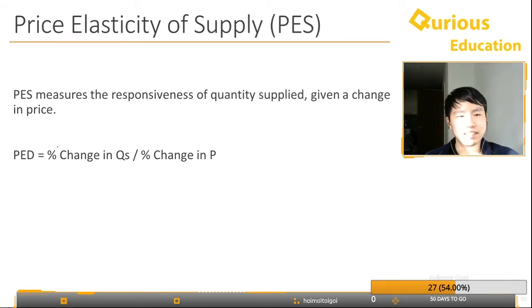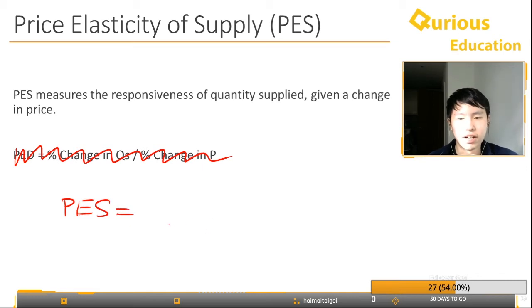So PES. I still have PED here, that's not good. PES measures how responsive suppliers are to a change in the market price. Normally we would expect suppliers to supply more of their product if the market price goes up, because they would make more profits. PES, or the elasticity of supply, measures how responsive and how quickly they can respond to a change in the market price, whether they can increase their production very quickly or decrease their production very quickly if the market price goes down.